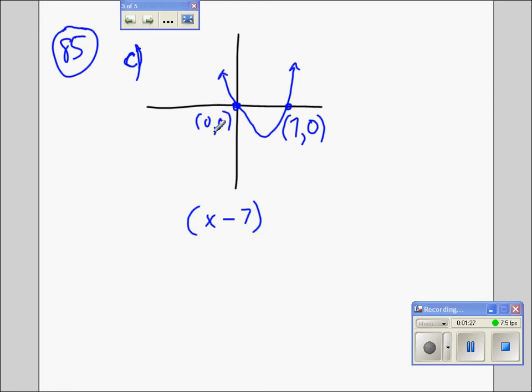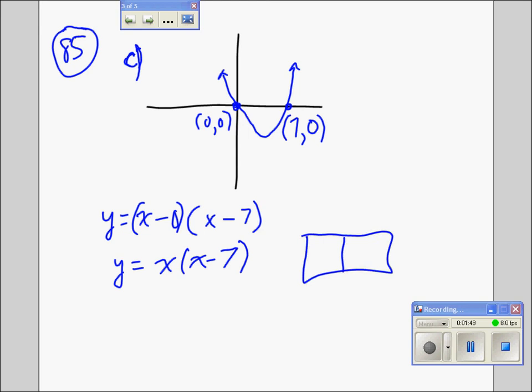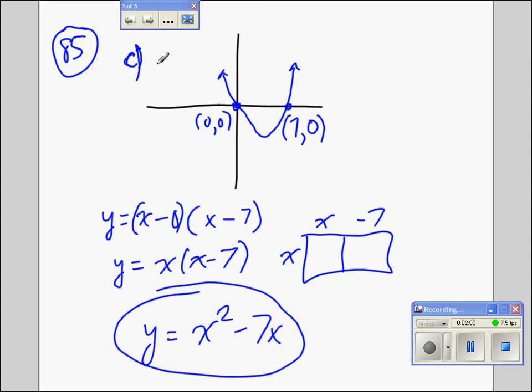And this 0 here means x minus 0 has to be a factor. You could write x plus 0 as well. It doesn't really matter. So we get this. And notice that y equals x minus 0, that's the same thing as y equals plain x times x minus 7. Now if you wanted to multiply that out, you would make a rectangle, although it would look like this: x and x minus 7. Multiply that out, you get x squared minus 7x. So y equals x squared minus 7x is your answer.